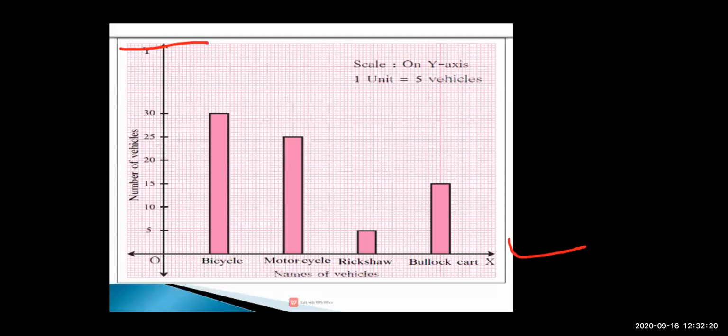Now the first question was type of vehicle and number of vehicles. See, the first table was shown as type of vehicle. Now that type of vehicle should be written down on the x-axis line. The names of all the vehicles should be written on which line? On the x-axis line, downward, where there is white color.